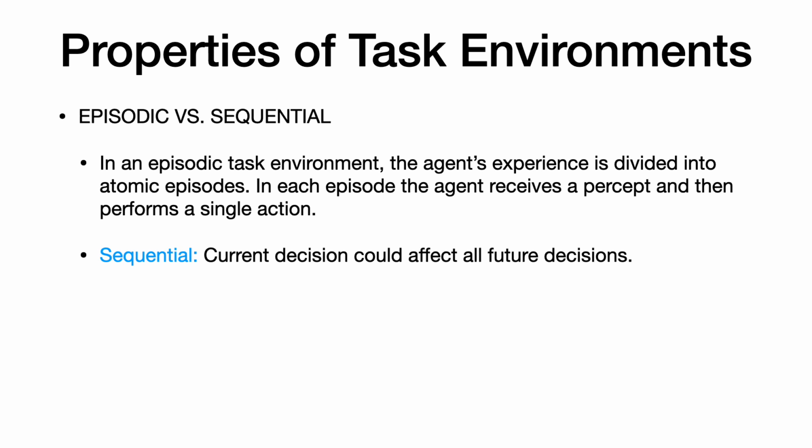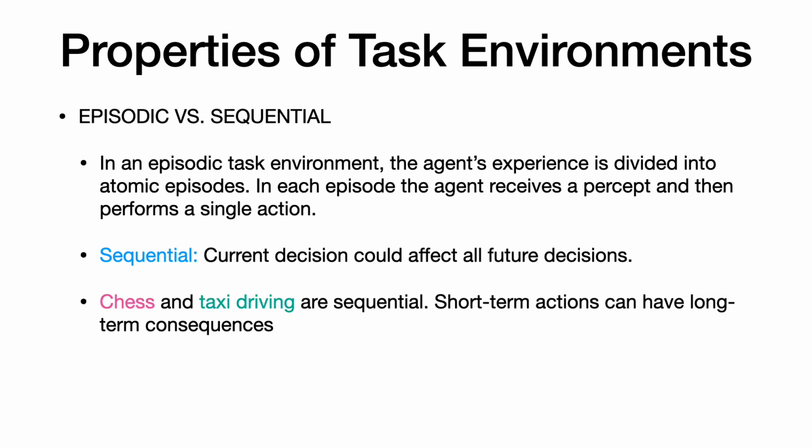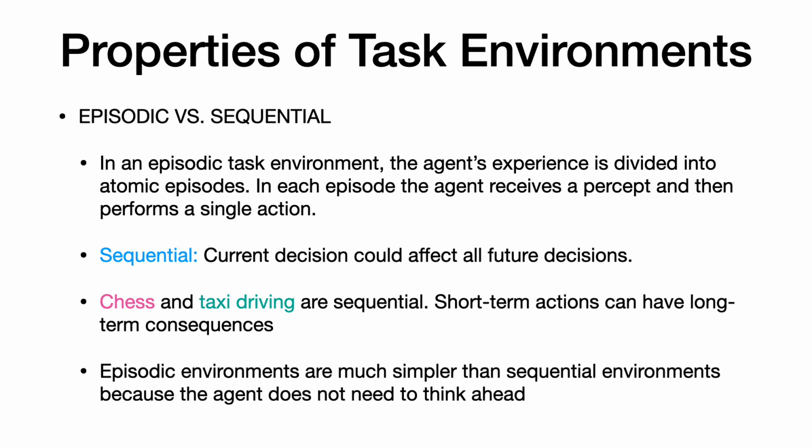So the agent's experience is divided into atomic episodes. In each episode, the agent receives a percept and then performs a single action. So in episodic, an agent receives a percept and performs an action, and there is no long-term impact of it. Whereas in sequential, the current decision could affect all the future decisions. So chess and taxi driving are examples of sequential, and episodic is way simpler as compared to sequential.